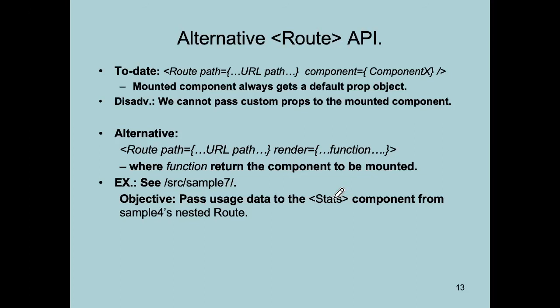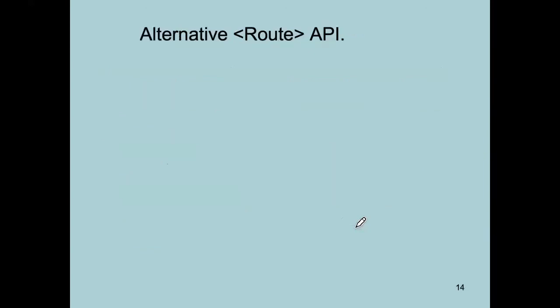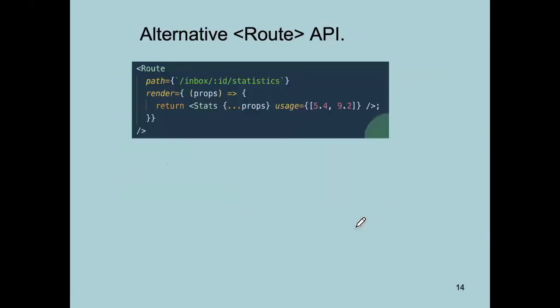We can use this alternative form of the route component up at the top level routing configuration if we want to. So this is the way we had it before, which is no use to us. This is how we would rewrite it. So here's our nested route entry, and here's the render prop that we're passing.